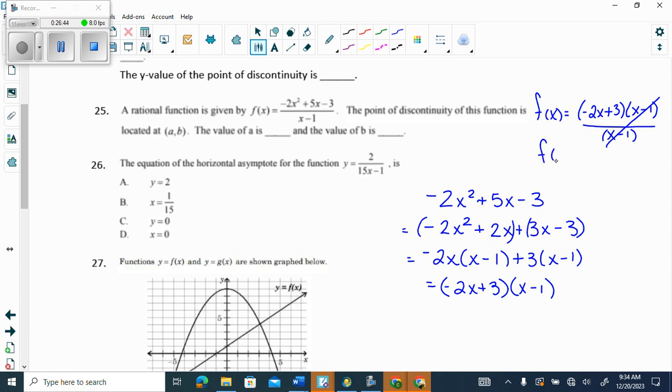How do I find that something? Well, I plug the 1 in. So I get negative 2 times 1 plus 3, which is what? So it's at 1.